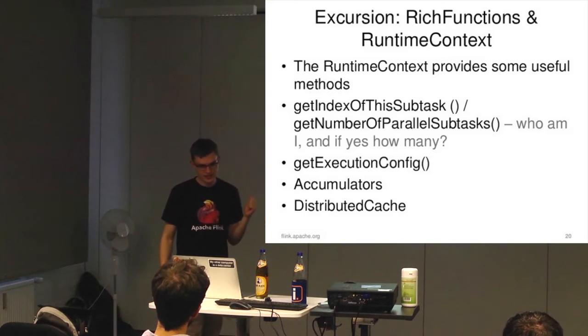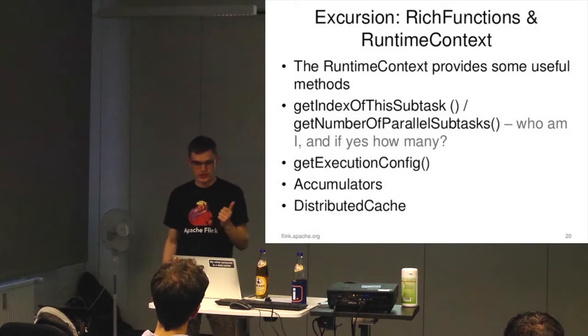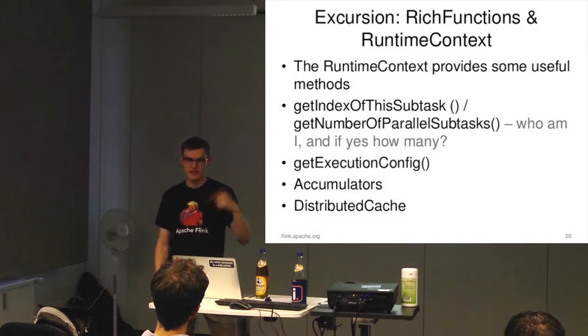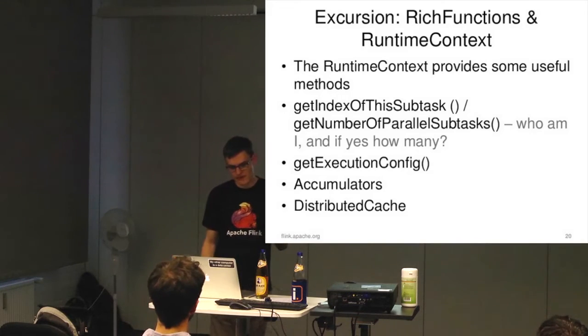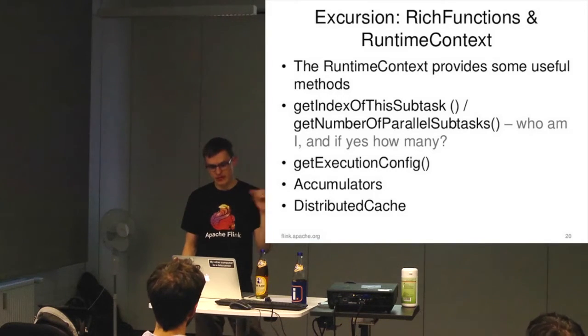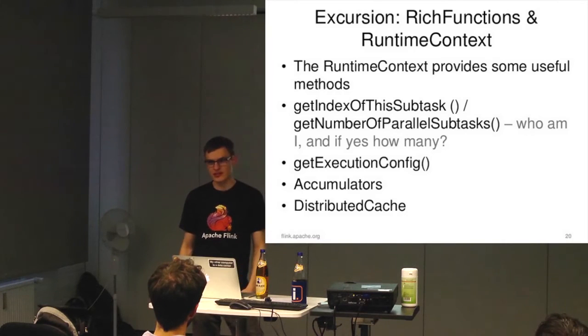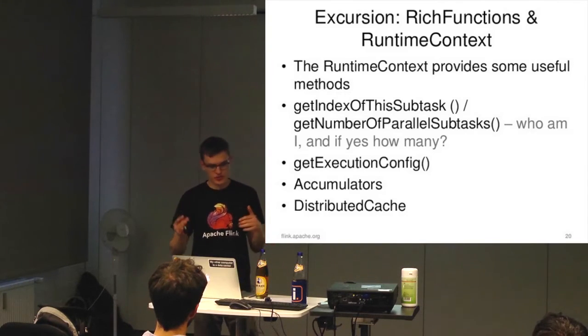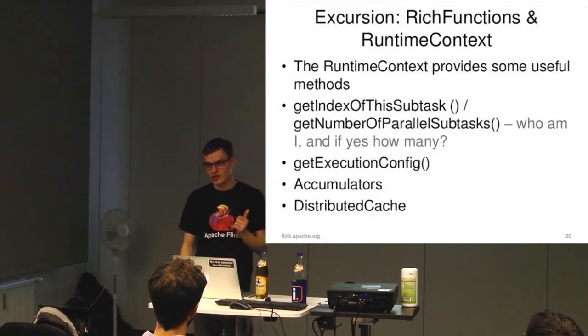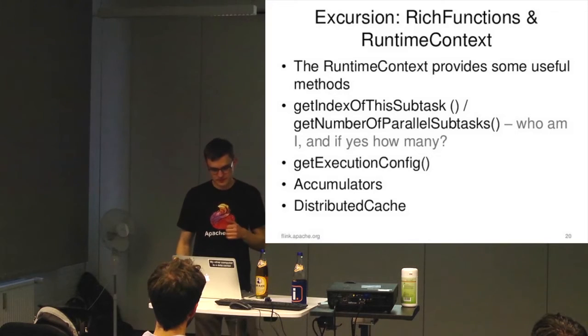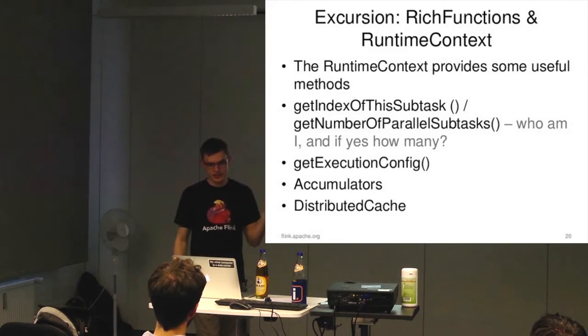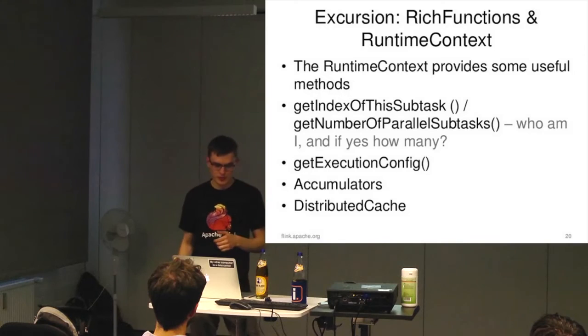Then you can access the execution config, which contains information that you specify at the local client before submitting a job. Also, I've added a feature to the execution config where you can pass custom serializable objects there. So you can also globally distribute configuration values to all your user-defined functions. For example, all the input parameters that you get from the CLI or that you pass from the command line. Then you get the accumulators and also a feature that we borrowed from Hadoop, the distributed cache.